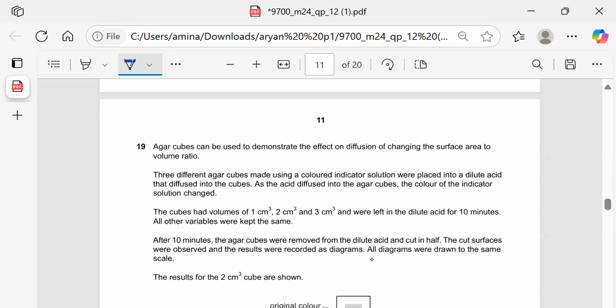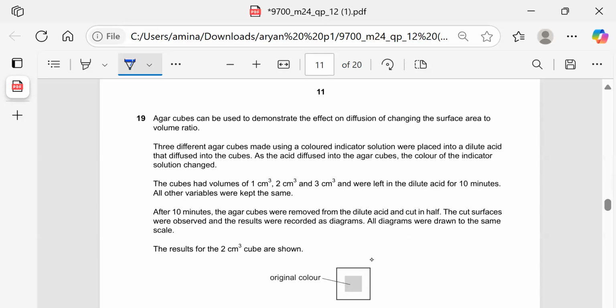The next question is question number 19. Agar cubes can be used to demonstrate the effect of diffusion on changing the surface area to volume ratio. So one thing you need to remember is that whenever they give you this question, they are looking for Fick's law. And Fick's law tells me 3 things.